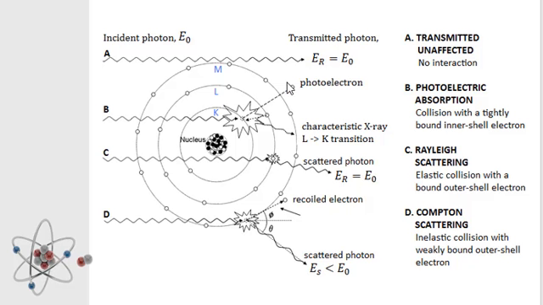Okay, to summarize, we have this one. Transmitted, it is not affected. The transmitted photon, the incident photon, will have the same energy. The next one is collision with a tightly bound inner shell electron, so photoelectric absorption. The energy of the photon can be absorbed by the electron. And then you have Rayleigh scattering, an elastic collision with a bound outer shell electron. And then you have Compton scattering, which is the inelastic collision with a weakly bound outer shell electron. So those are the interactions a photon can have.